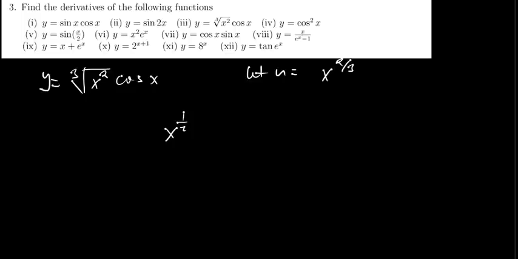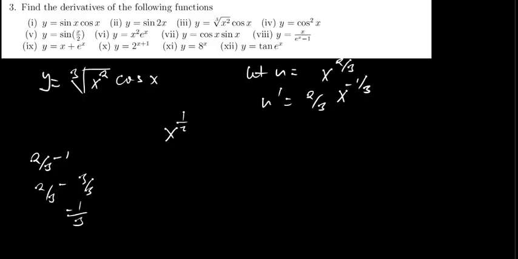Okay, then u prime is, now you drop the power and reduce by 1. So you are now saying 2 over 3 minus 1, which is the same as minus 3 over 3. That becomes negative 1 over 3. So this is negative 1 over 3. Then v is now cos x. Then v prime is negative sine x. Simple as that.